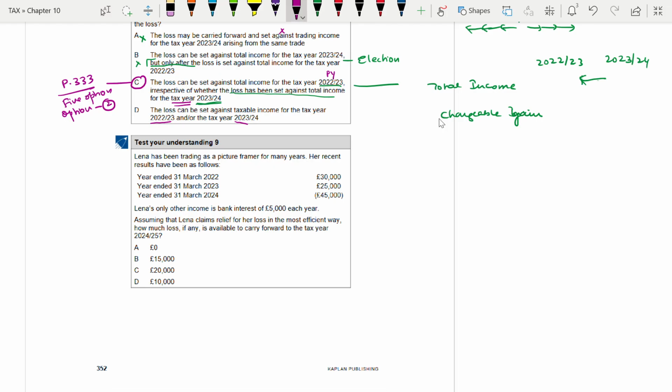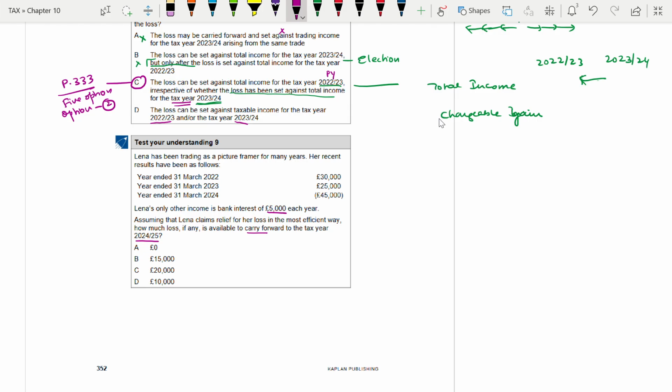What they say: Lena has a trading business for many years. Recent results are shown, 45,000 loss. Other income is 5,000 each year. Assume that Lena claims loss relief in the most efficient way. How much loss, if any, is available to carry forward for the tax year 24-25?